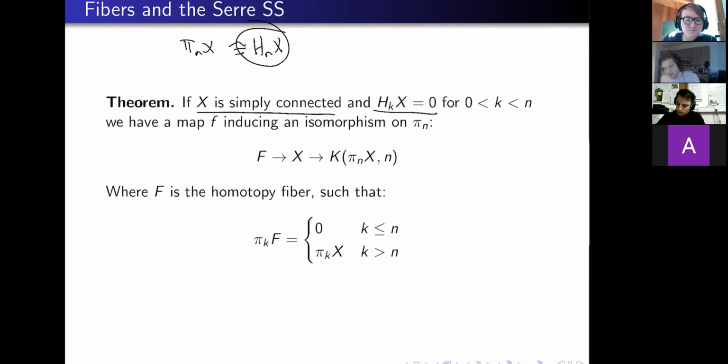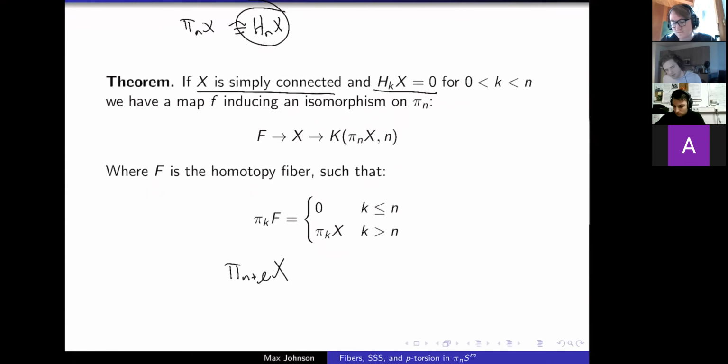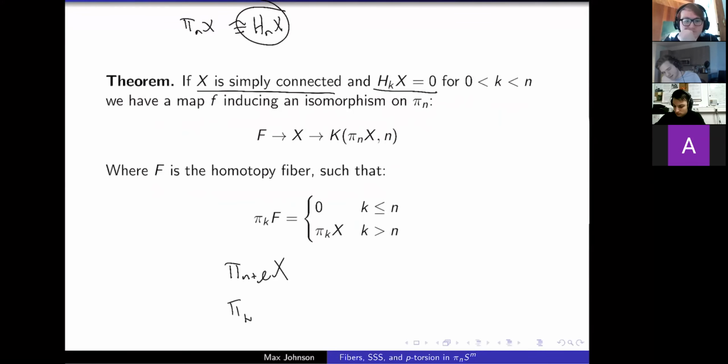Next, it tells us that if we want to compute pi_{n+l}(X), it's equivalent to computing pi_{n+l}(F), as long as l is greater than 0. So we know that all the lower homotopy groups of X should be 0. We know what it is at n. And importantly, instead of computing all the higher homotopy groups of X, we can now compute the higher homotopy groups of F.